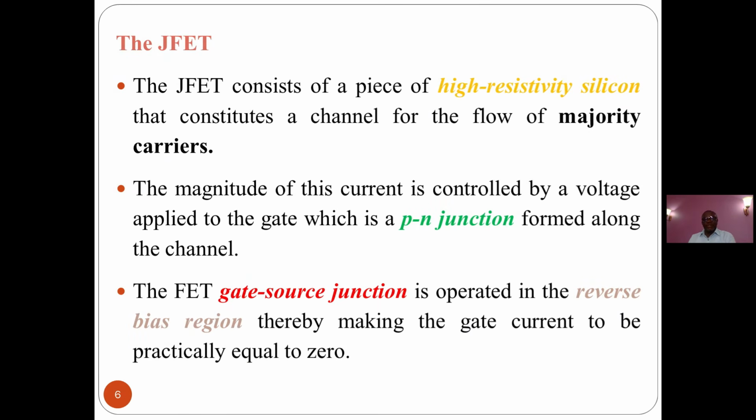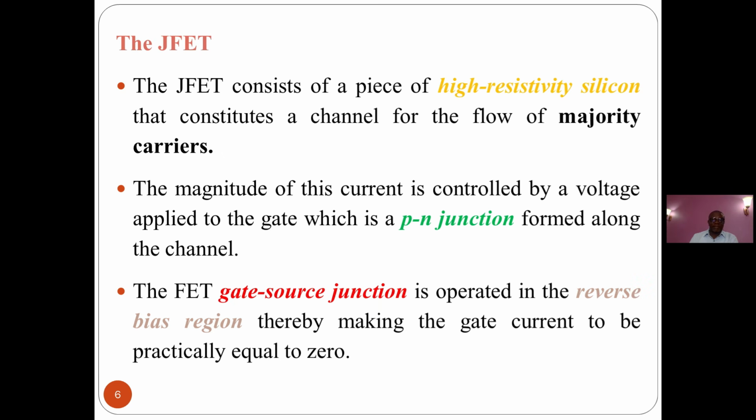We say that the JFET, junction field effect transistor, consists of a piece of high resistive silicon that constitutes a channel for the flow of majority carriers. The magnitude of this current is controlled by a voltage applied to the gate, which is a PN junction formed along the channel. When we were treating our diodes, we have seen what a PN junction is. That is why at the beginning we said that looking at our lectures on Zener diode, for instance, will assist you to understand this better.